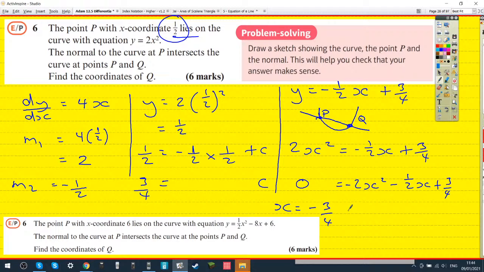Is that 6 marks? We want the coordinates, we don't have y for it. So do we need x1? Because we have got two x's. Oh wait, no, the first one was for the p, wasn't it? Alright, okay. So it kind of confirmed. So y equals mx plus c again.